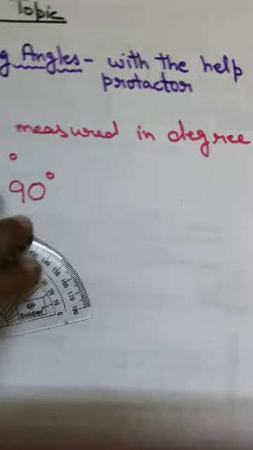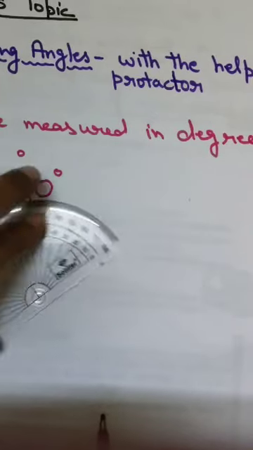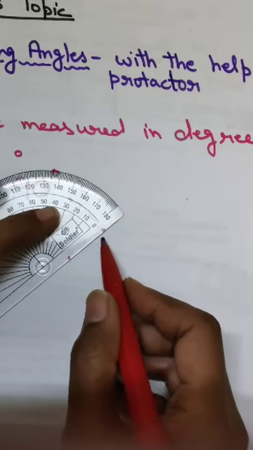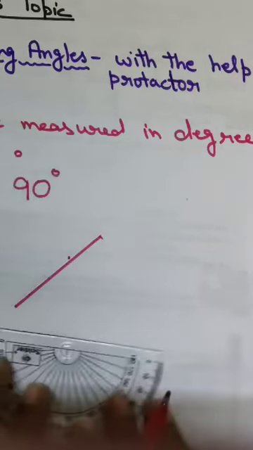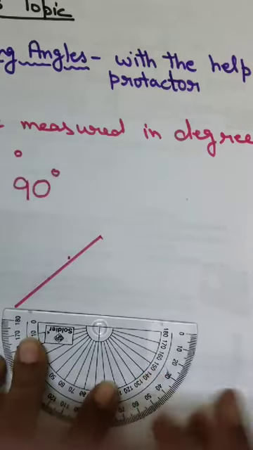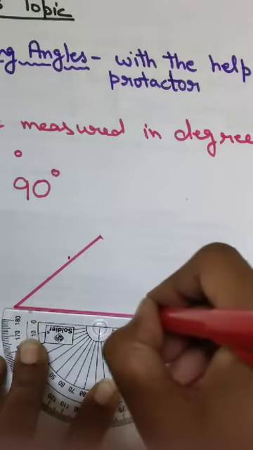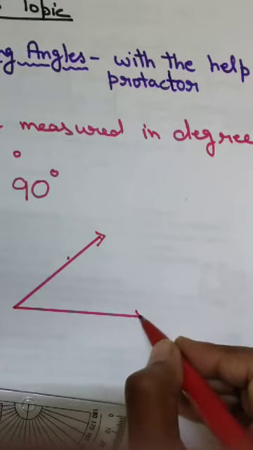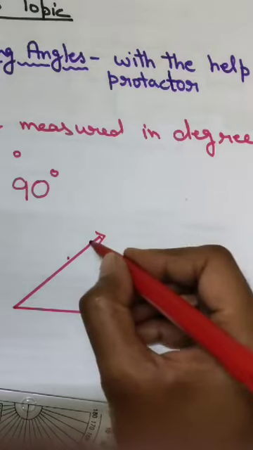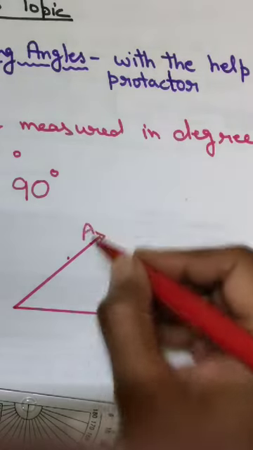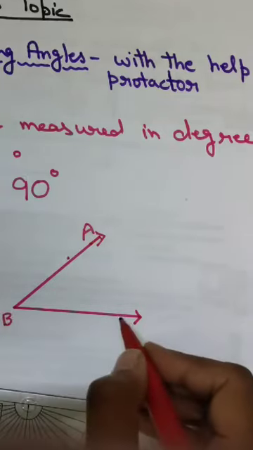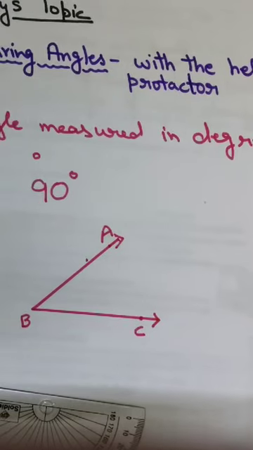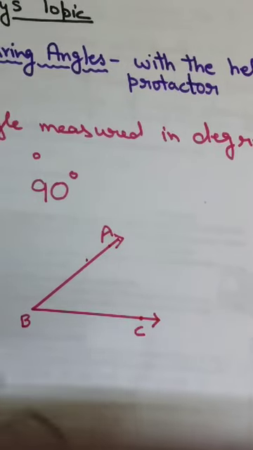Now suppose you want to measure an angle ABC. Let me make one angle ABC for you. We always make angles with the help of a pencil and scale. I am using a pen here so that it is clearly visible to you. Okay. This is our angle ABC. You have to measure this angle with the help of the protractor.